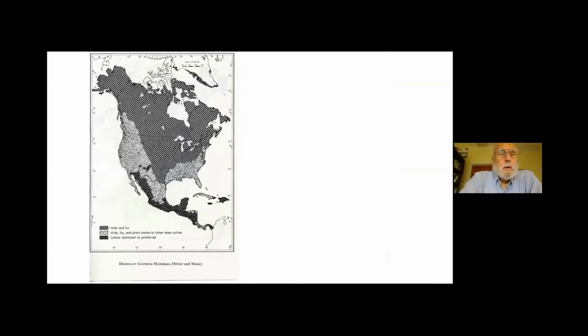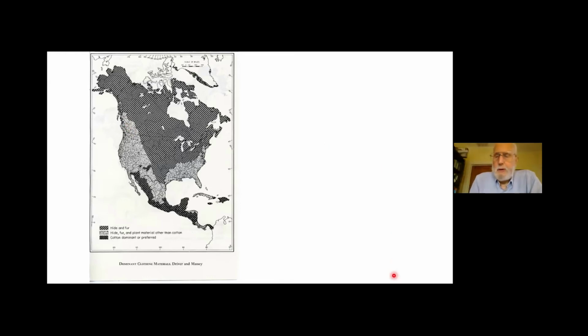Okay, so again, the clothing question. Cotton dominant or preferred down here and up in Pueblo country. This giant wedge, all across North America, down into Texas, animal skin and tree bark clothing. Hide and fur down here. And in this area, hide, fur, and plant material such as flax down here in the eastern and southeastern United States and throughout the American West and southwestern Canada.